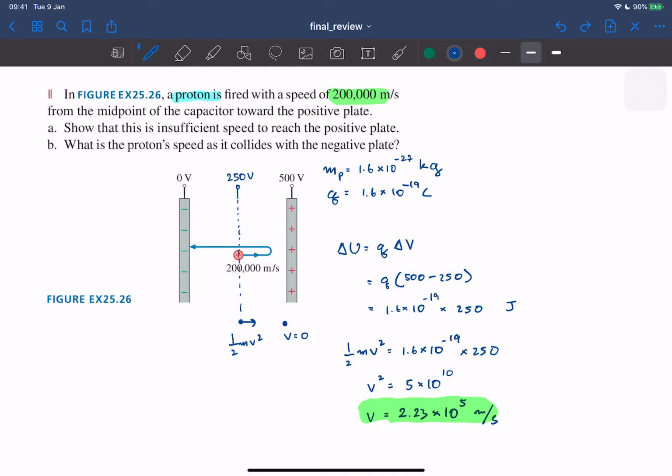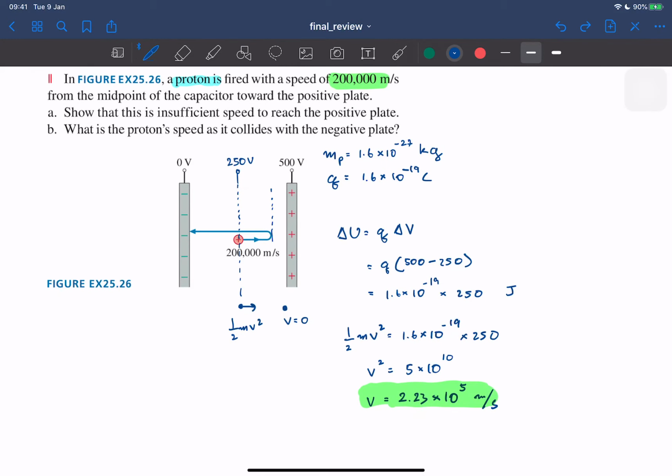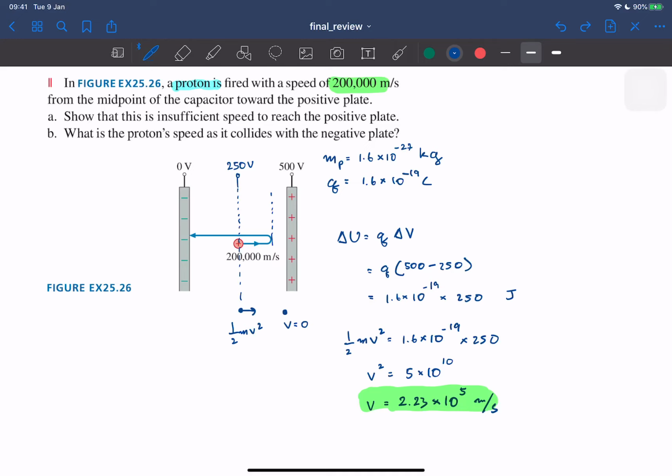The other way to do it is to calculate where the particle turns around. That's gonna be a little bit more complicated because you need to put in the number for the separation between the plates or something like that. But it's also doable. So it's a little bit more complicated, so I suggest that you do it the way that I just did. Okay. So what else? The second one, what is the proton speed when it collides with the negative plate?